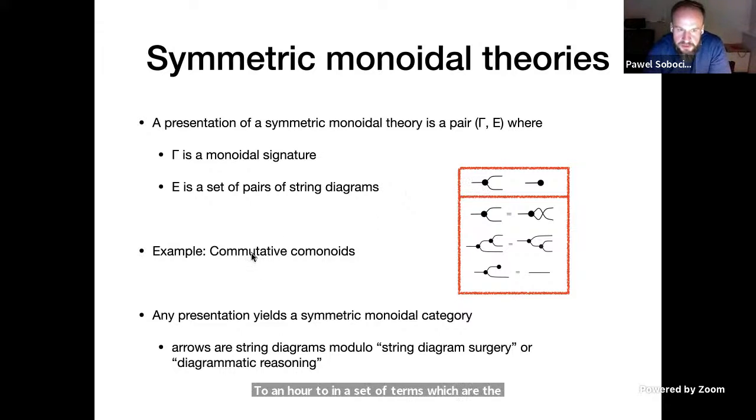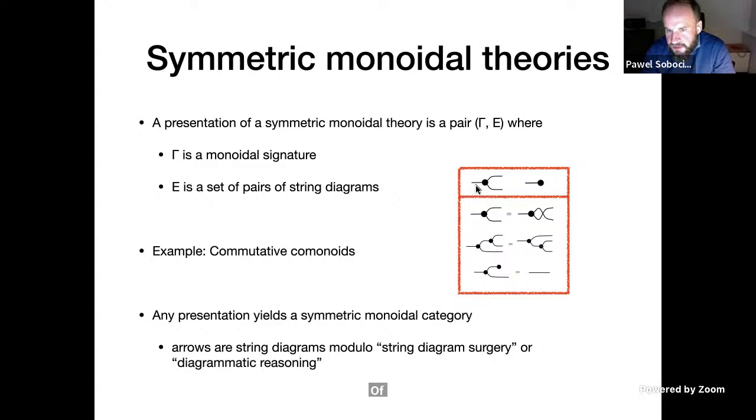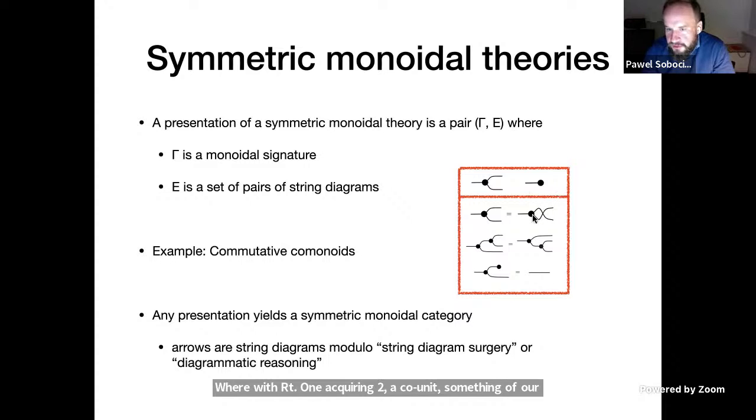So here's a little example: the symmetric monoidal theory, or I should be careful and say a presentation of the symmetric monoidal theory of commutative comonoids. I've got a co-multiplication, something with arity 1 and co-arity 2, a co-unit, something with arity 1, co-arity 0. And then I've got 3 pairs of string diagrams, which encode the equations that I want this theory to satisfy. These equations tell me that the co-multiplication is commutative, associative, and unital.